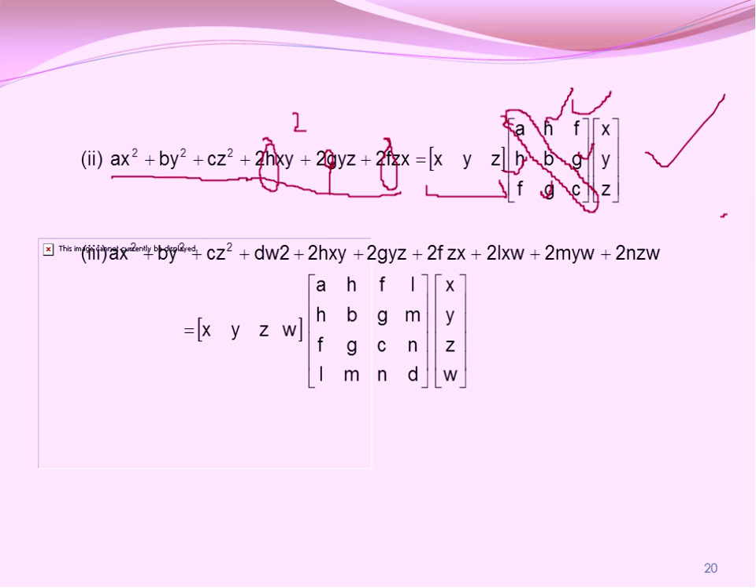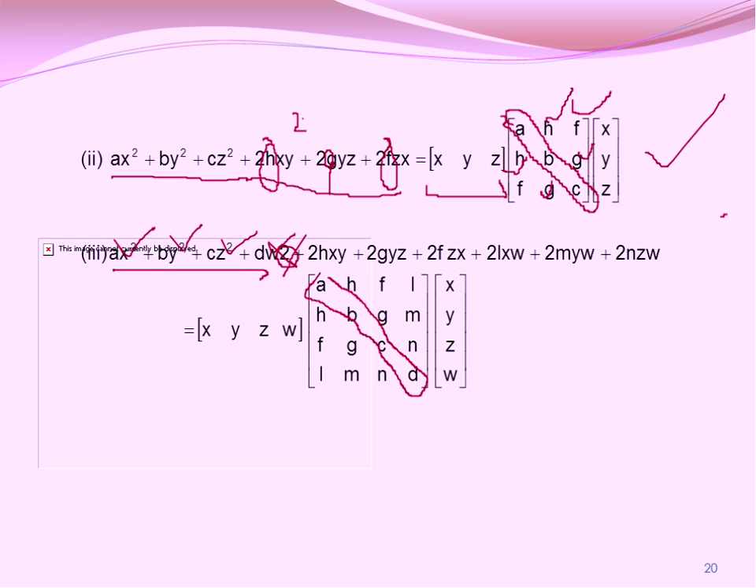Similarly, another quadratic form is written: ax square plus by square plus cz square plus dw square. First of all, we write the matrix. First of all, we write all the elements in the diagonal: a, b, c, d. Whatever the coefficients of the squares: a square, b square, c square, and d. It is d w square, right? Not 2dw. It is written wrong. It is a square. So we write all the elements in a diagonal form.